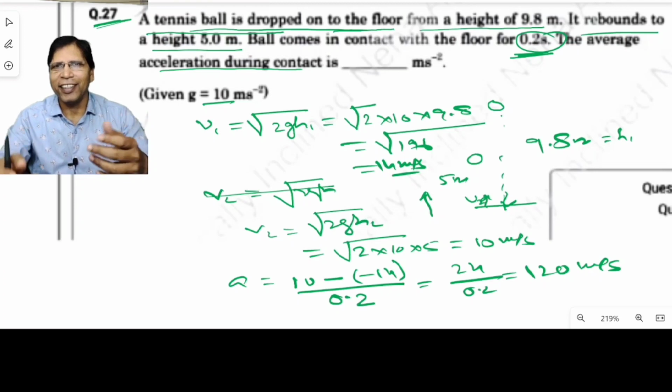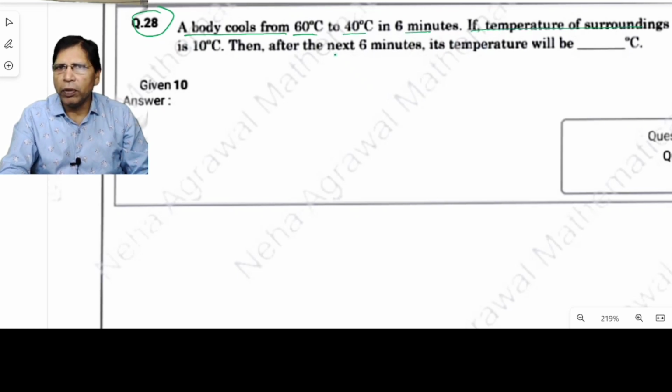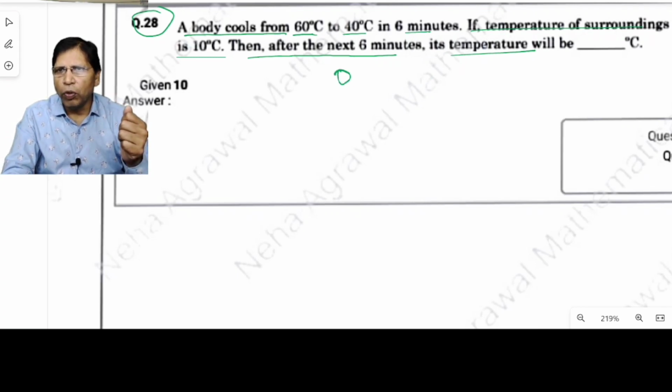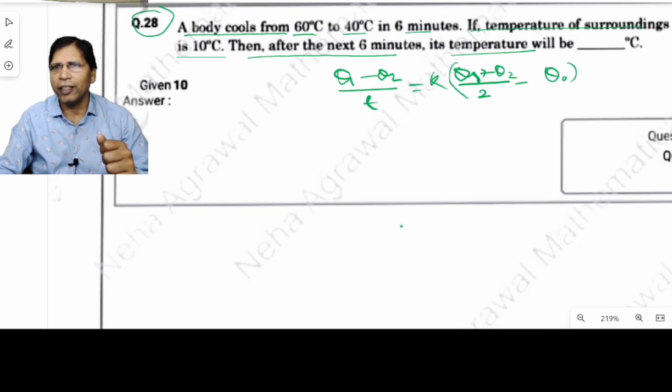Okay, next. Now question number 20. A body cools from 60 degrees to 40 degrees in 6 minutes. If the temperature of the surrounding is 10 degrees Celsius, then after the next 6 minutes the temperature will be? According to Newton's law of cooling, the rate of cooling, theta 1 minus theta 2 by t, is directly proportional to the difference of temperature between the source and surrounding.